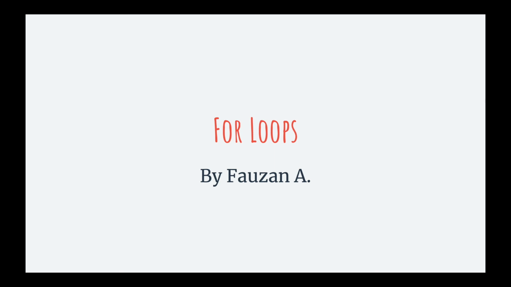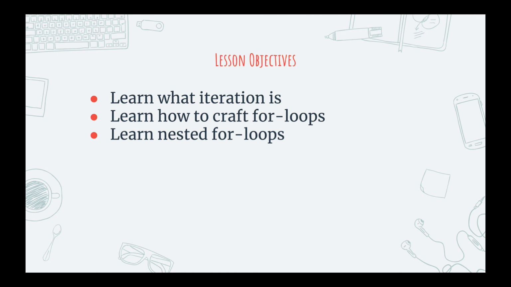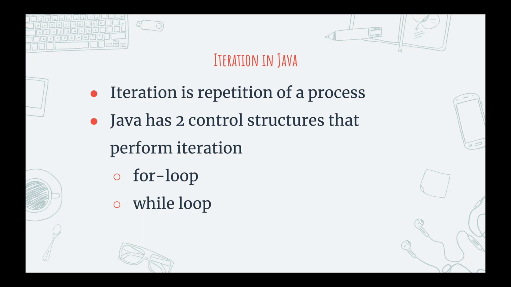In this lesson, we're going to be discussing for loops. Our lesson objectives: we're going to recap on what iteration is, learn how to craft for loops, and then learn nested for loops. So iteration is basically any repetition of a process. And in Java, like I said in the previous video, utilizes two control structures that perform iteration.